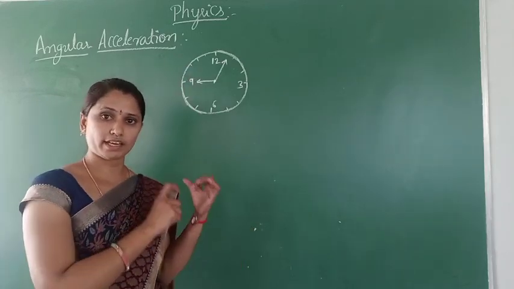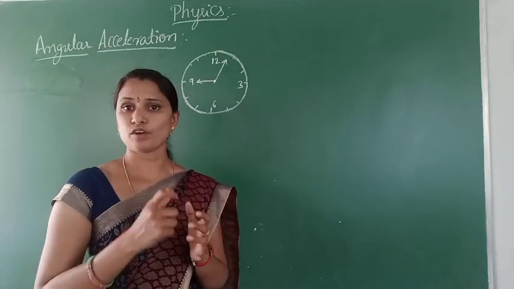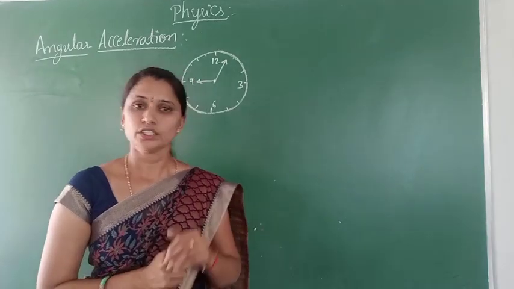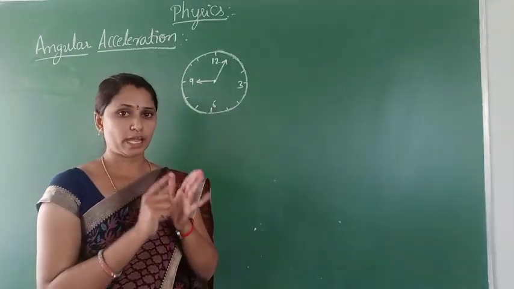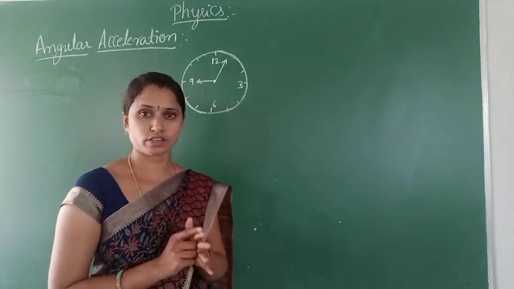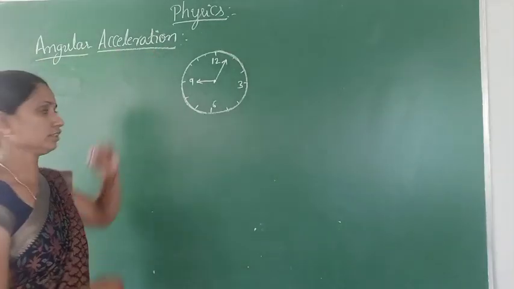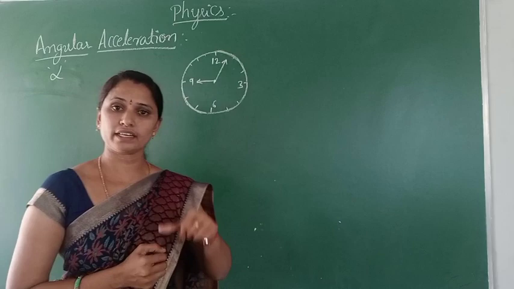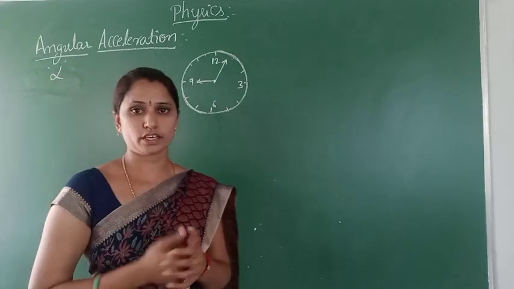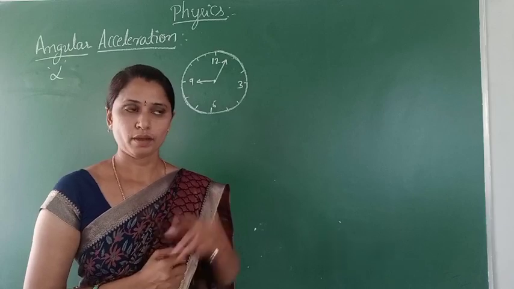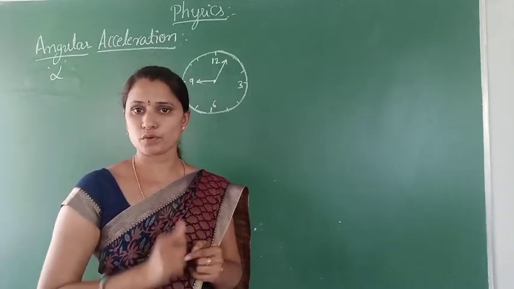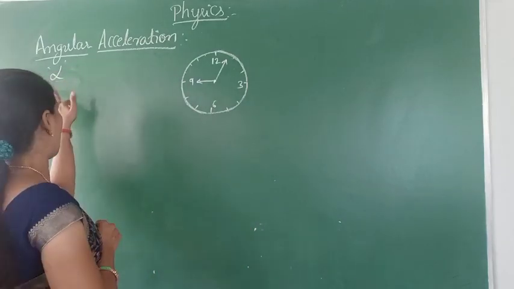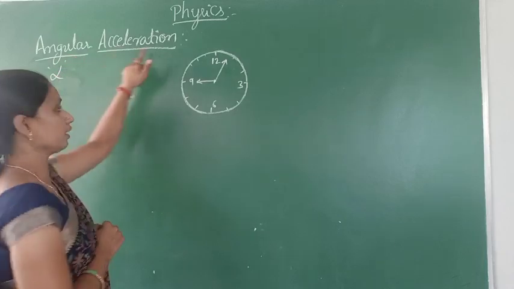So angular acceleration is the time rate of change of angular velocity. Here, alpha is the letter used to represent angular acceleration, but in linear motion, a is the letter used to represent linear acceleration. In linear motion we use the symbol a to represent linear acceleration, but in rotational motion, the alpha symbol is used to represent angular acceleration.